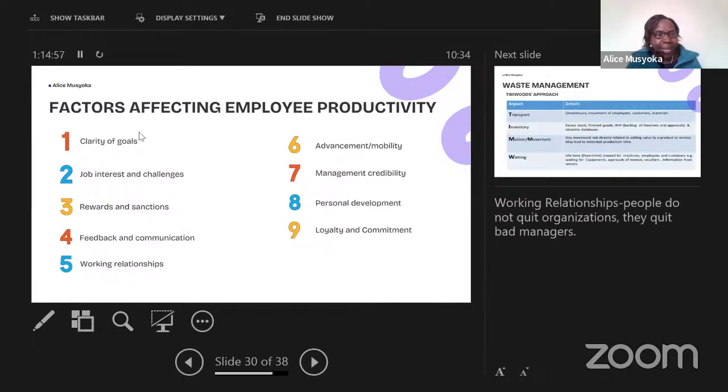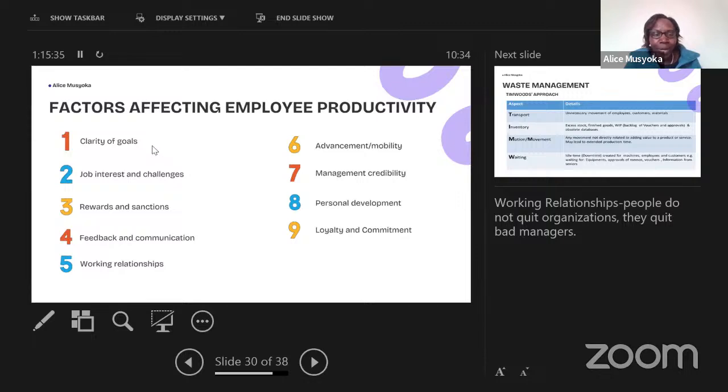Okay, then we change gear and move to factors affecting employee productivity. And for us as CHRPs, I know we understand these factors very well. The clarity of goals. Employees will become productive if they are clear about the goals, because then they are able to remain focused on the goals. And is the reason each employee at the workplace needs to have a job description first and foremost, so that they can understand what is required, what is expected of them at the workplace.